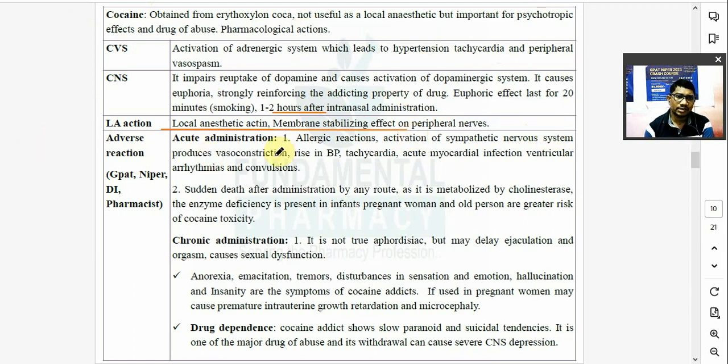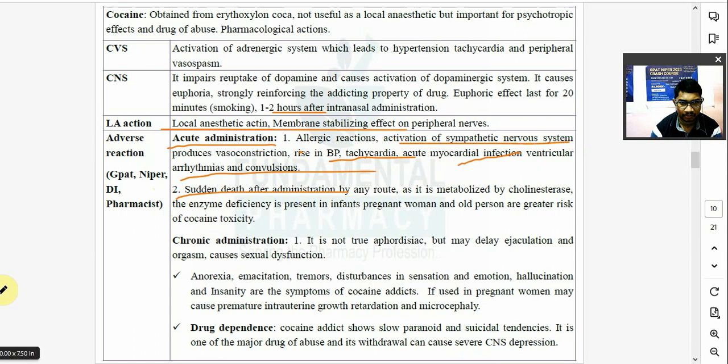Adverse reaction क्या होंगे इसके ऊपर? On acute administration, allergic reaction is there. Activation of the sympathetic nervous system produces vasoconstriction, increased blood pressure, tachycardia. Acute myocardial infarction it can cause. Ventricular arrhythmia and convulsions. Sudden death after administration by any route. कभी क्या होता है कोकेन का अगर इंजेक्शन ले तो वो फटक से मर जाता है.